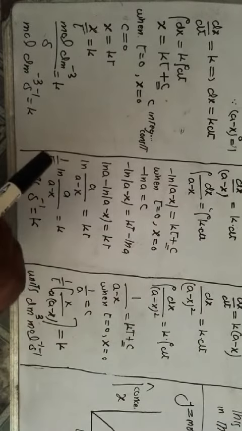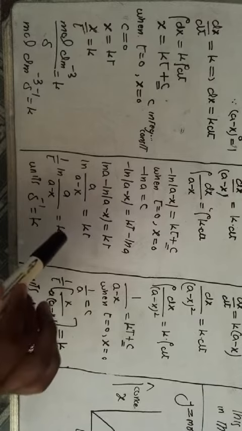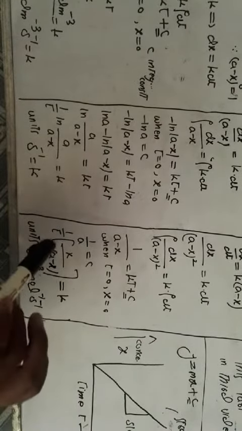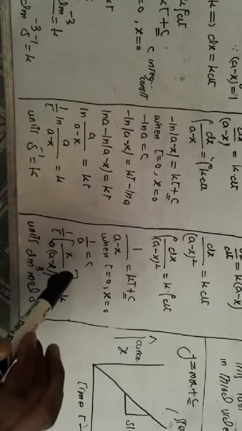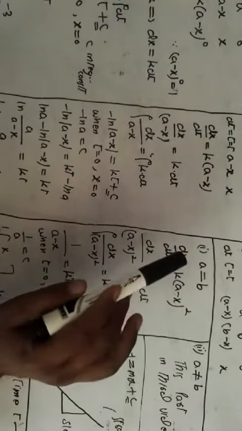K is equal to 1 over t ln a over (a minus x), this is the slope of the first order reaction. K is equal to 1 over t times x over a into (a minus x), this is the slope of the second order reaction in the case when a is equal to b.